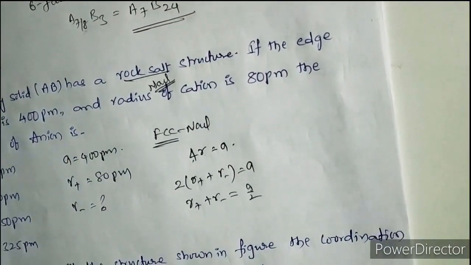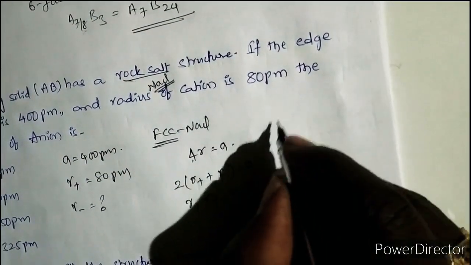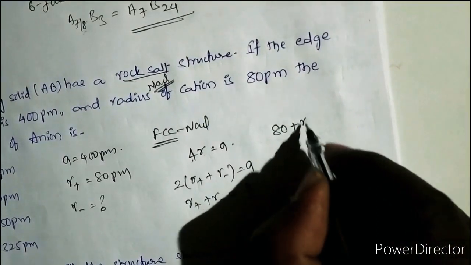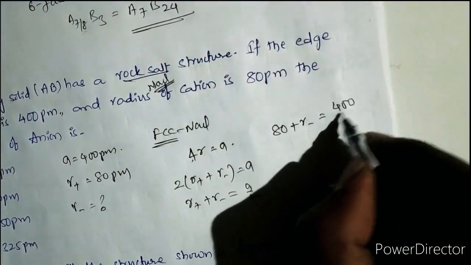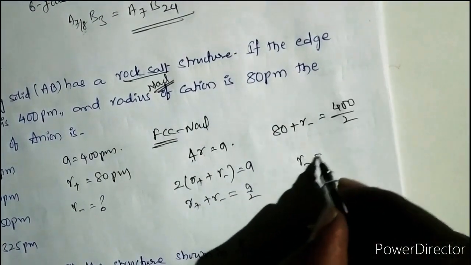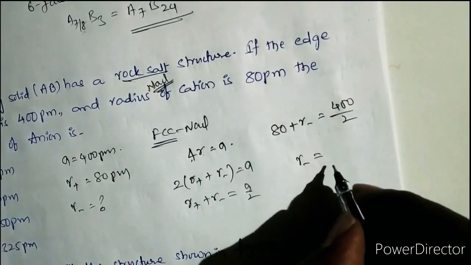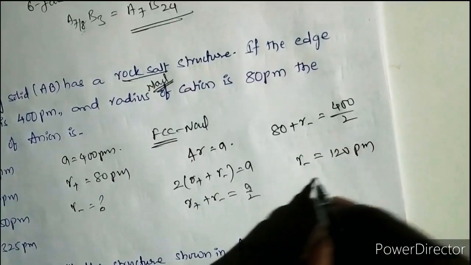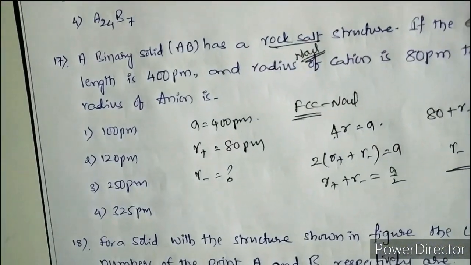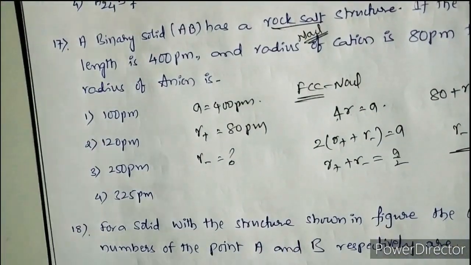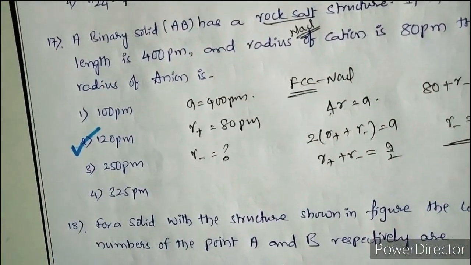Radius of cation is given as 80, plus R minus is equal to 400 by 2. Now R minus is equal to 200 minus 80. How much are you going to get? 120 picometers. So what is your answer? Your answer is 2. Okay.